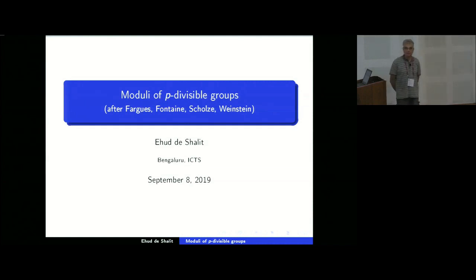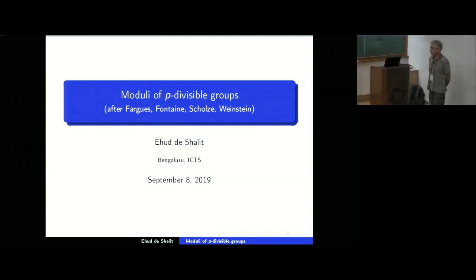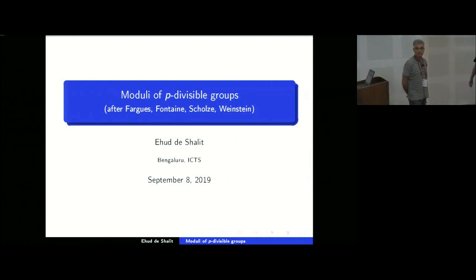So this will be a series of 5 talks on the subject of moduli of p-divisible groups. This is, of course, an old subject which started about 50 years ago with Lubin and Tate, and contributed a lot in many branches of arithmetic and geometry, mostly in the theory of Shimura varieties and moduli of abelian varieties, and in p-adic Hodge theory, as we will see this week.